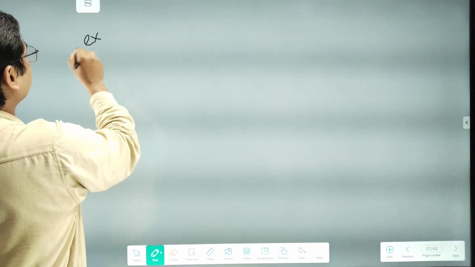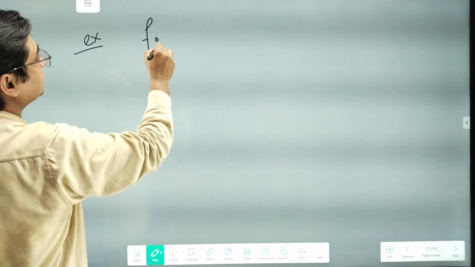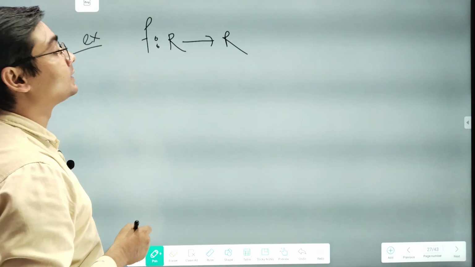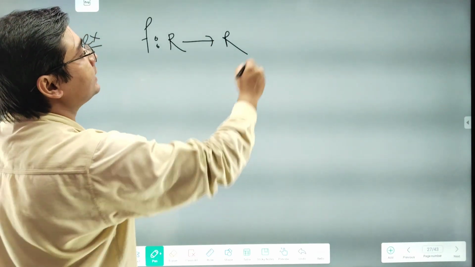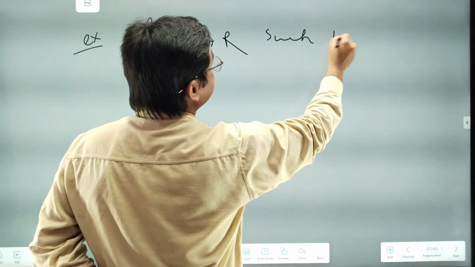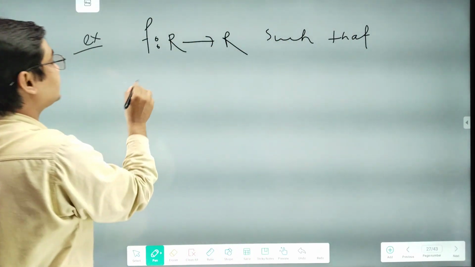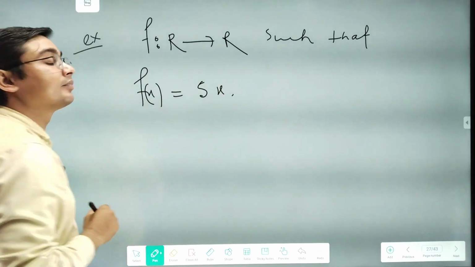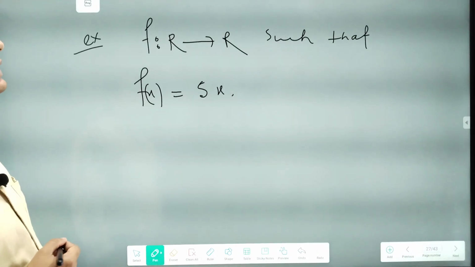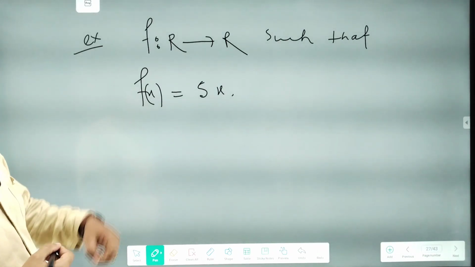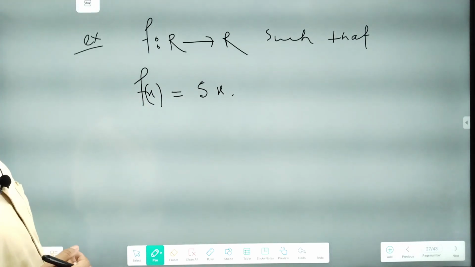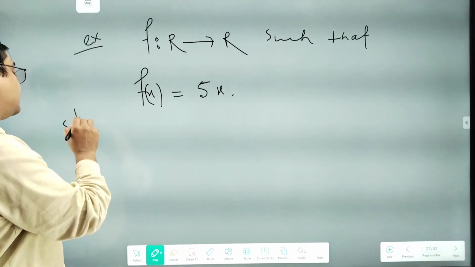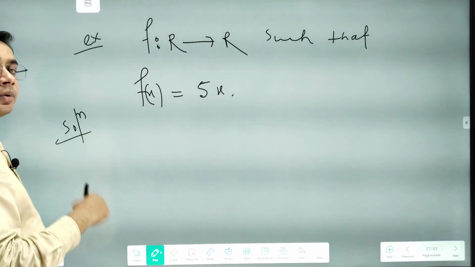For a one-one function, suppose we consider f is a function from the set of real numbers to real numbers such that f of x equal to 5x. Now suppose we need to show this function is one-one, or we need to show whether this function is one-one or not. So what we do here, guys, we just need to follow the working rule.